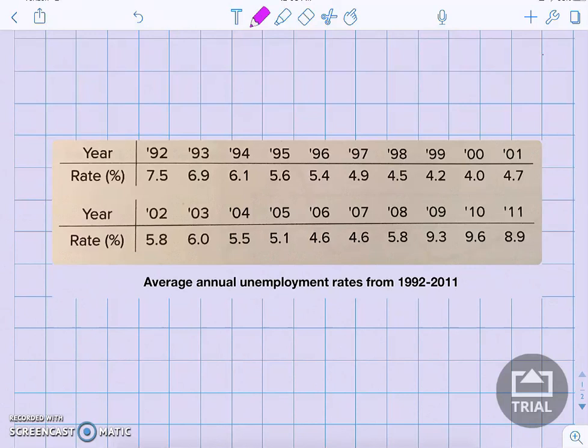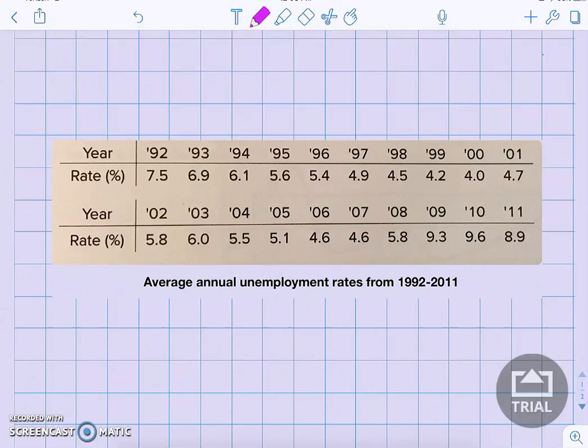And so in this particular example, I want to be able to look at this table and talk about, all right, what was unemployment looking like? You know, what can I glean from the employment rates from 92 to 2011? Were they going up? Were they going down? Was the situation good? Was the situation bad? That is what I'm trying to figure out when I am looking at a table.